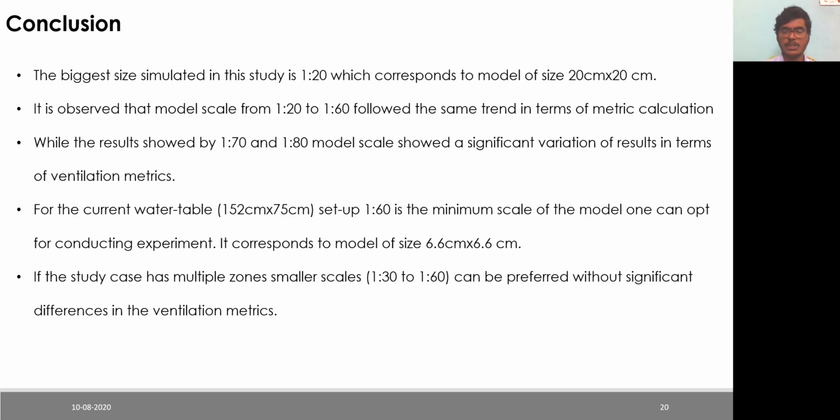It corresponds to the model size of 6.6 centimeters square. If the study has multiple zones, smaller scales from 1:30 to 1:60 can be preferred without significant difference in the ventilation metrics.